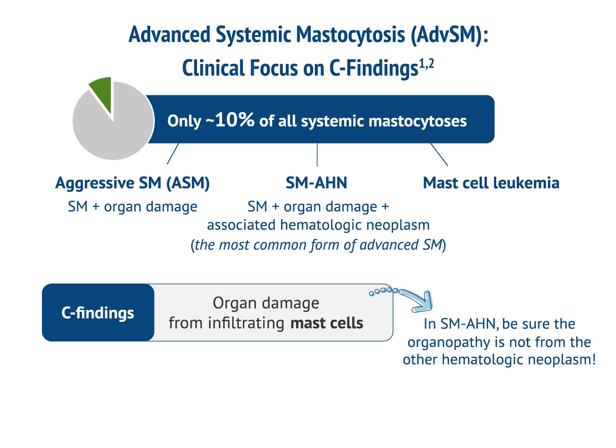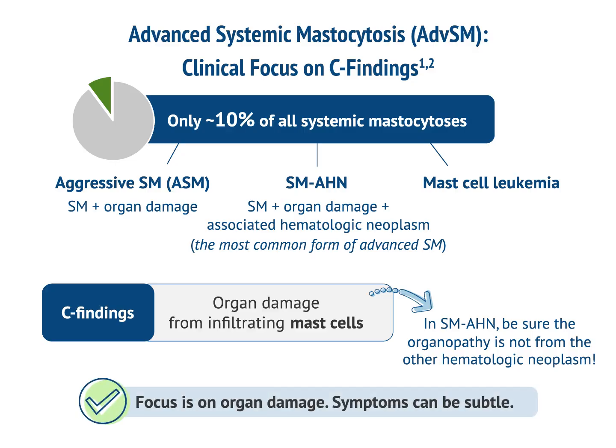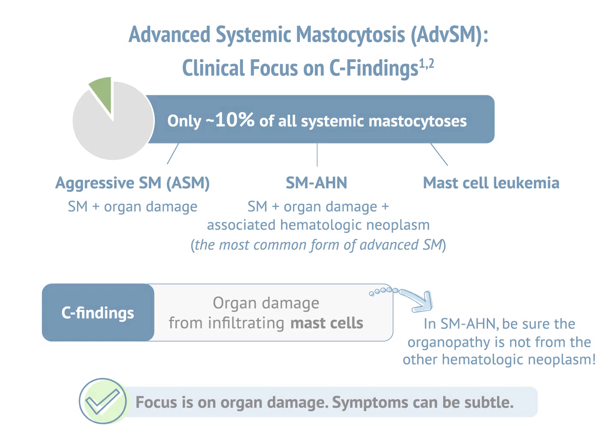The C findings in systemic mastocytosis define this organ damage from the infiltrating mast cells. That's a very important concept. C finding is where the mast cells are causing the organ damage. Organ damage is where the focus is. This can be subtle, it can be obvious.